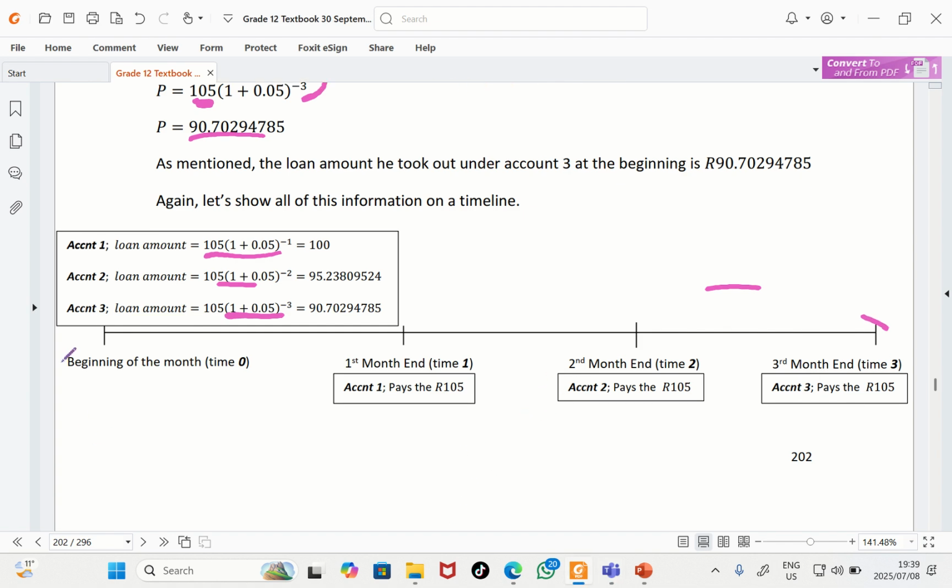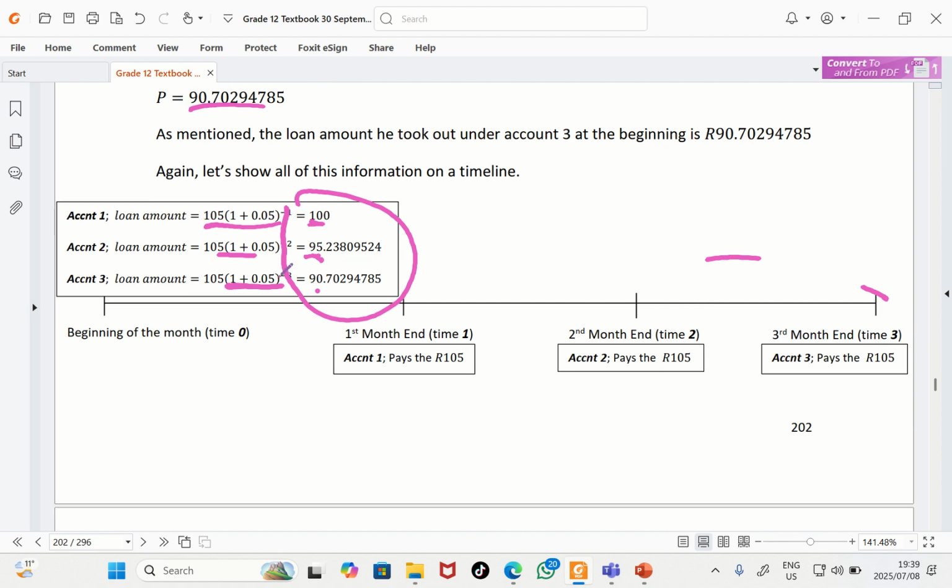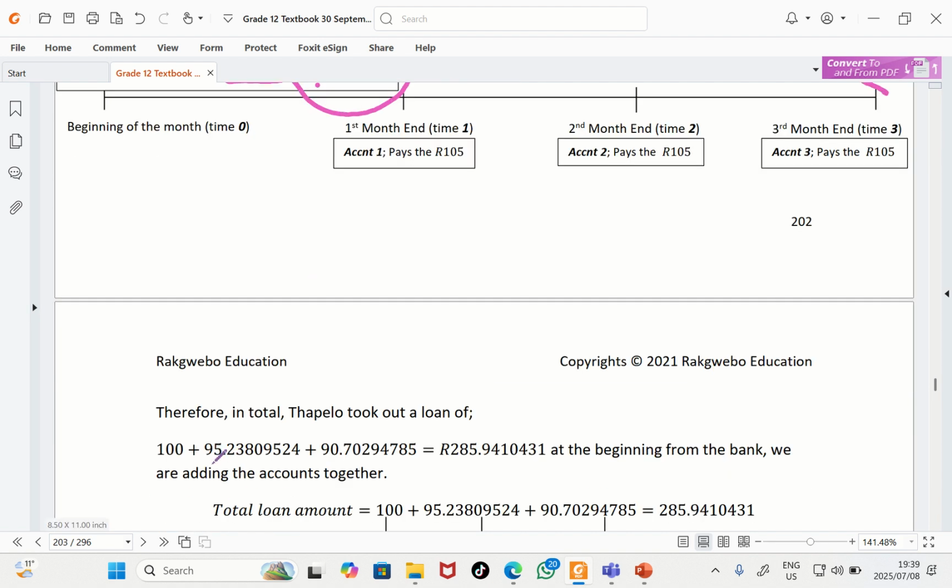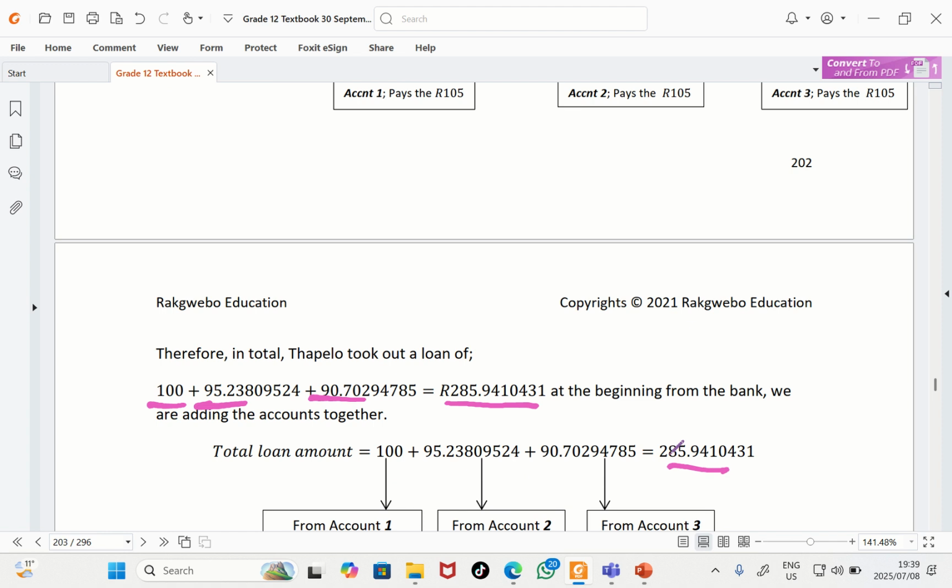So from his point of view, when he calculates the total loan amount, he's just going to add all of these three: 100 plus 95 plus 90, and that's his total loan amount. He doesn't care whether it's account 1 or account 2, it doesn't matter. So he's just going to add all of them up, and when he does that, the 100, the 95, and 90, that's a total of 285 points. So that means at the beginning of January, he borrowed a total of 285 rand. That's it. So that's about the 285.